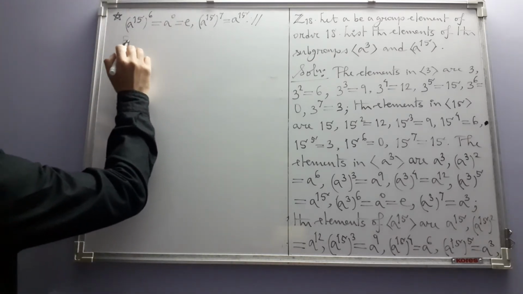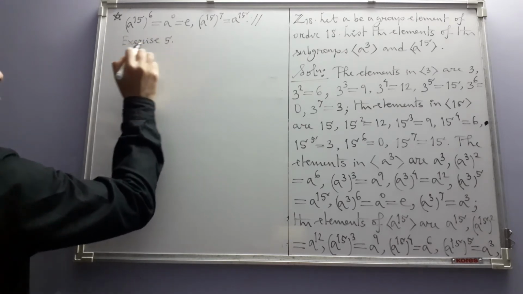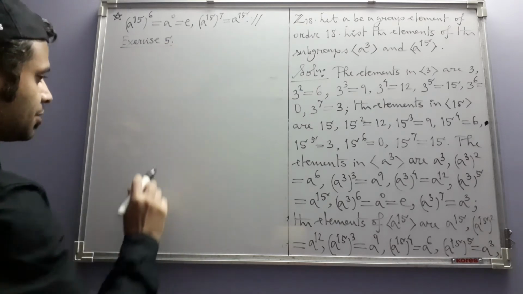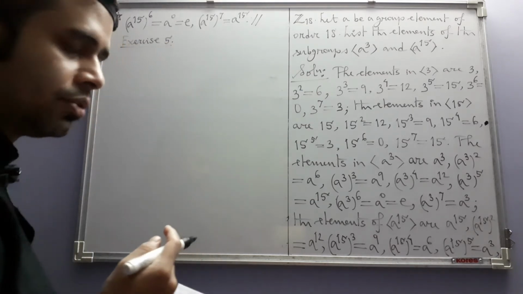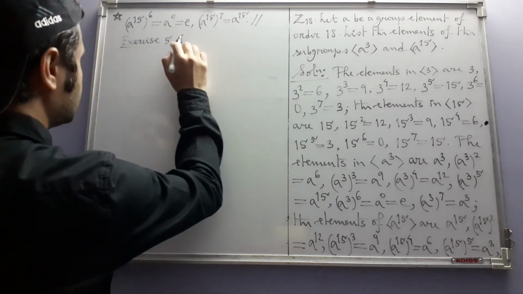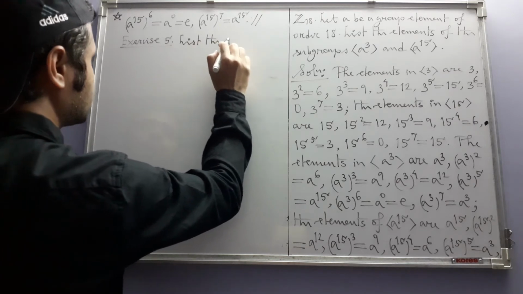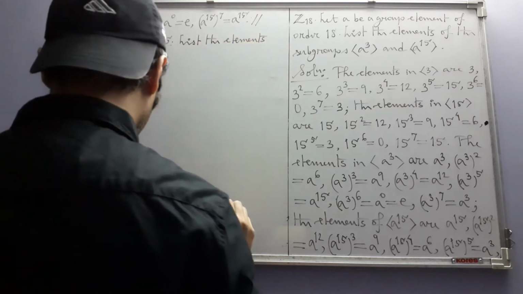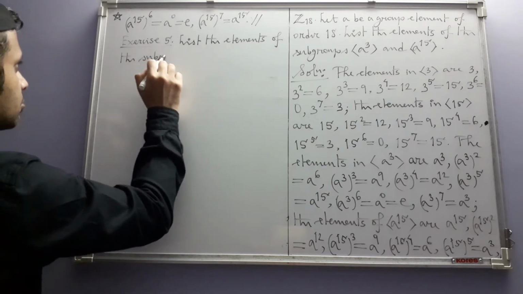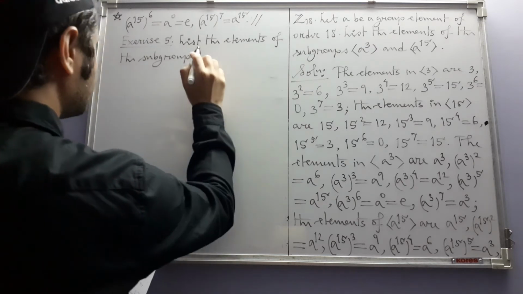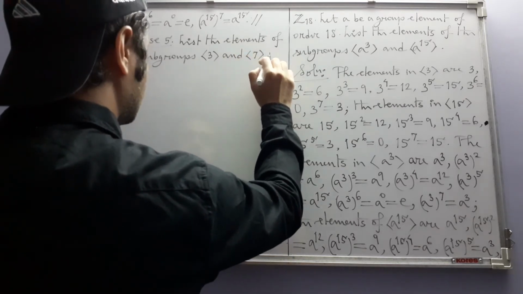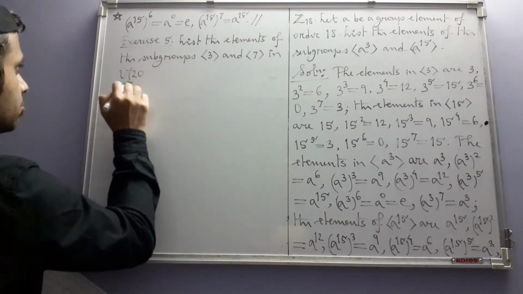Then exercise 5. List the elements of the subgroups, okay, which is also something similar, but the group now is not going to be our additive groups Z something, it's going to be the multiplicative groups U something. List the elements of the subgroups in U20.